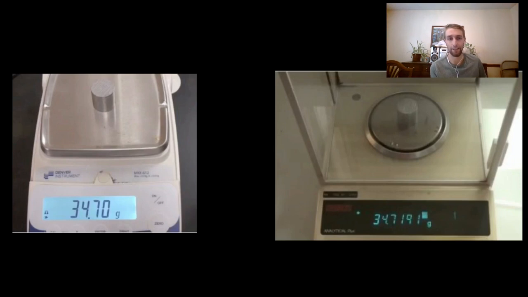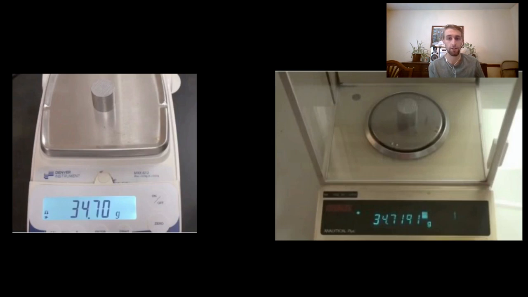I'm going to explain in detail. Here are a couple examples. So these are two balances that are both reading the mass of this little metal cylinder. You can see on the left, we've got 34.70 grams. The uncertainty is in that last digit. So we know it's close to 34.7. The balance is estimating 34.70, but we know that it's close to that.